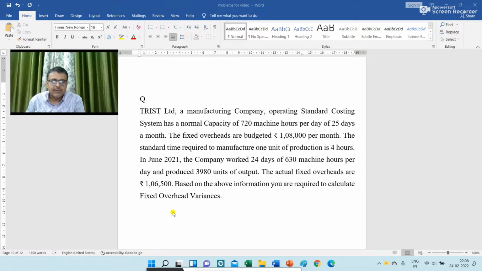Frisk Limited, a manufacturing company operating standard costing system, has a normal capacity of 720 machine hours per day of 25 days a month. The fixed overheads are budgeted rupees 1,08,000 per month. The standard time required to manufacture one unit of production is 4 hours. In June 2021, the company worked 24 days of 630 machine hours per day and produced 3,980 units of output. The actual fixed overheads are rupees 1,06,500. Based on the above information, you are required to calculate fixed overhead variances.